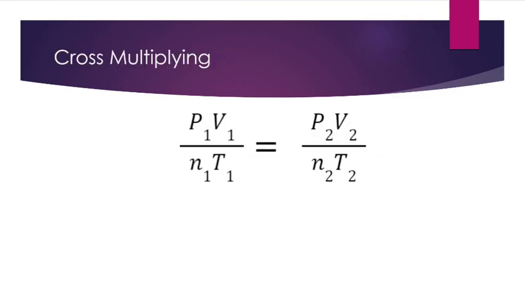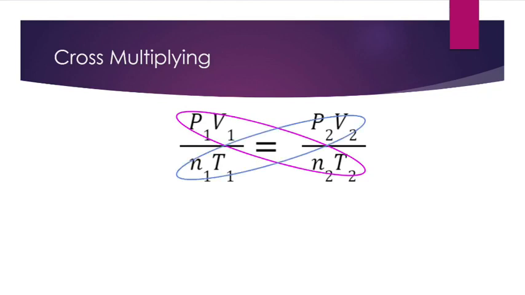So when it comes to calculating this, I use the words cross-multiplying, and hopefully you recognize what that means. But in general, what that means, if you don't remember, some people were taught that this is called the butterfly method. We multiply across diagonally with these two fractions. So you take the P1 times V1 times N2 times T2 and set that equal to N1 times T1 times P2 times V2.